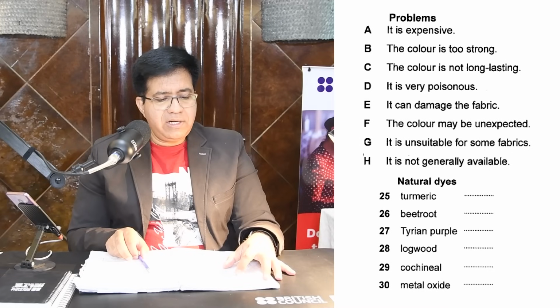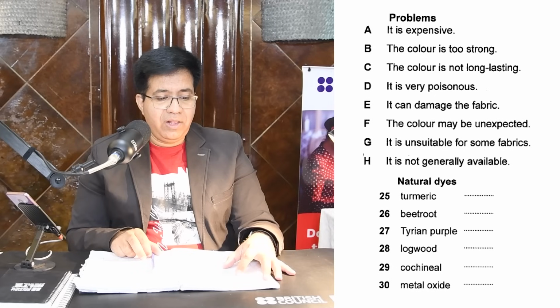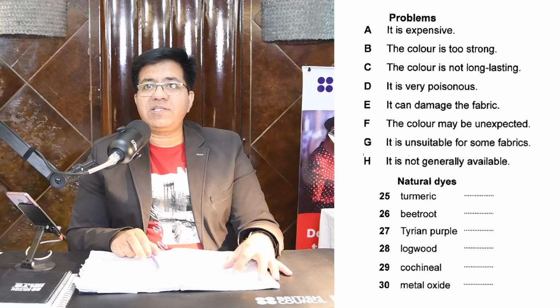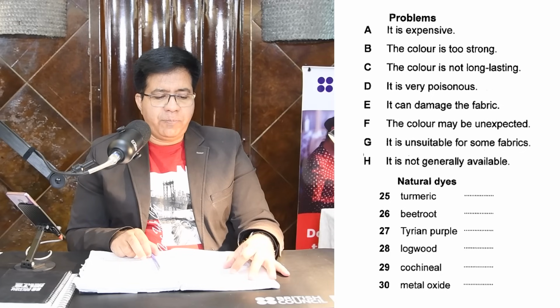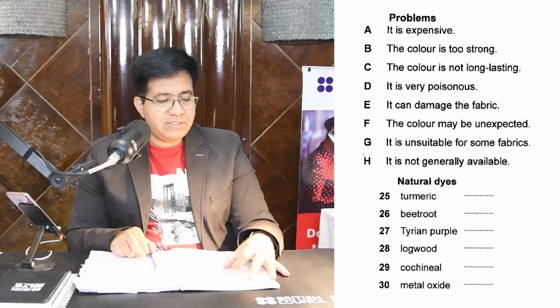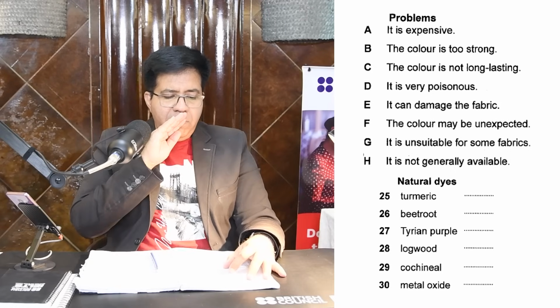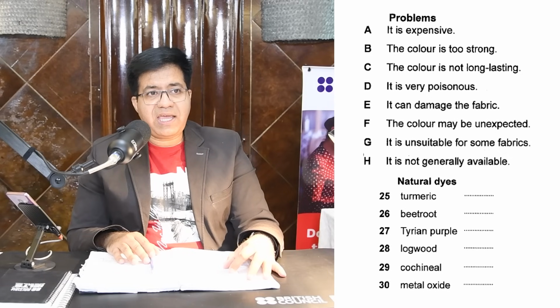Next, color is too strong. They will say strong color, permanent color, and all that. Option C, color is not long lasting. Not long lasting means temporary, not permanent. And option D, very poisonous. For poisonous, they can use the word dangerous, toxic, or anything like that. Option E, it can damage the fabric. Damage the fabric means it can affect the fabric. Damage, affect, destroy the fabric, break the fabric, like that.